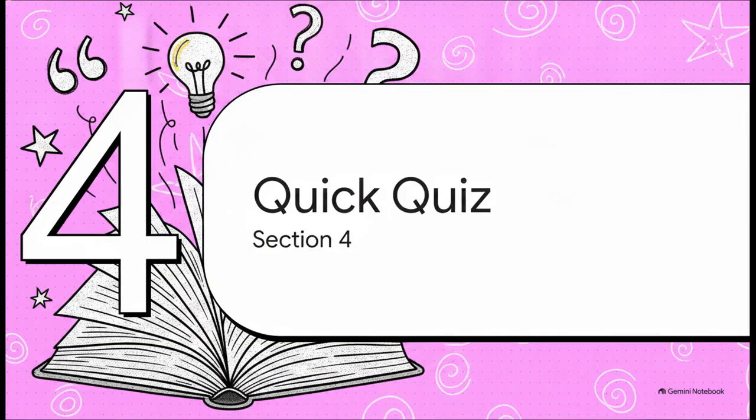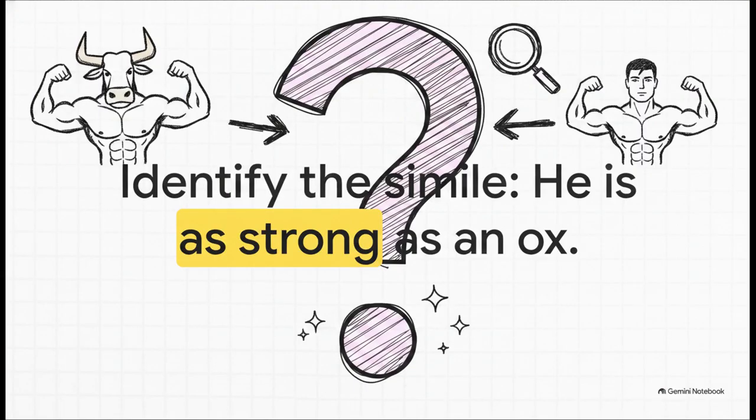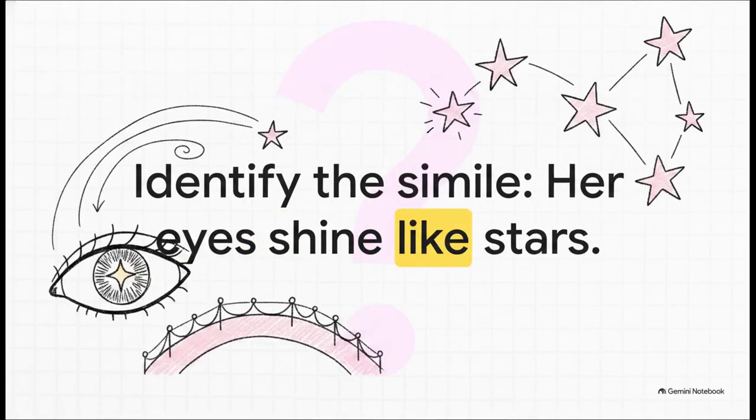All right, section 4, the quick quiz challenge. Let's see what you've learned. He is as strong as an ox. Think back to our golden rule for a second. Do you see the trigger words? I'll give you a second to look. That's right. The word as gives it away completely. We're comparing a man's strength to an ox using as. Spot on!